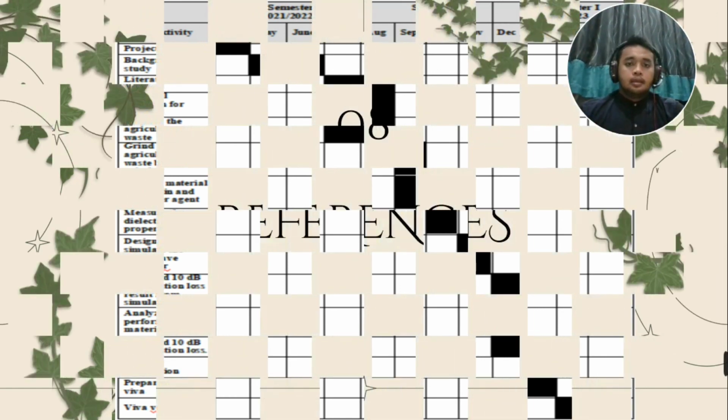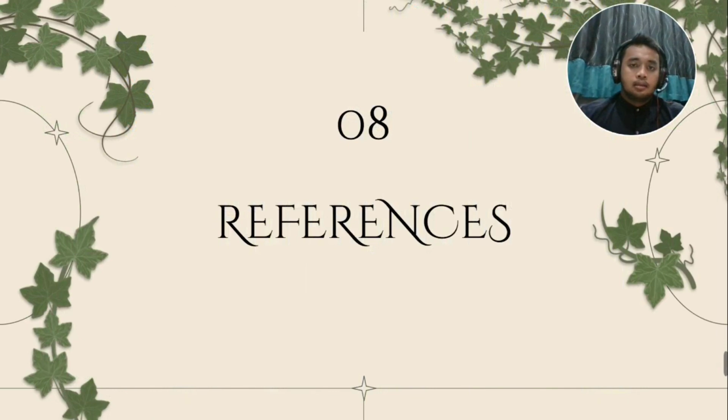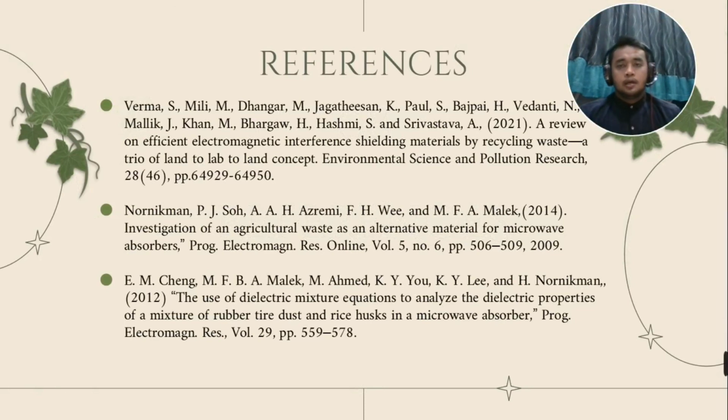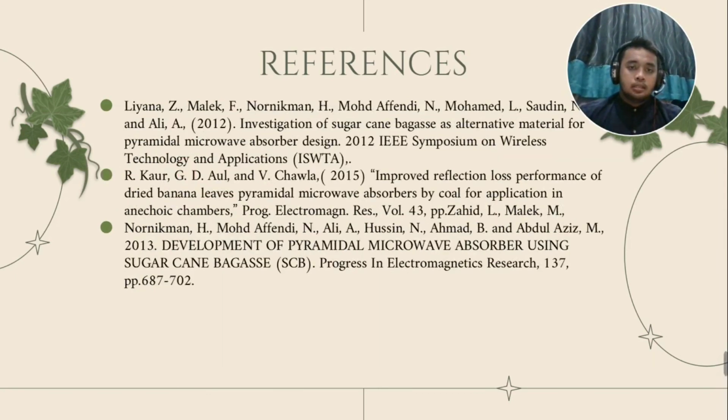Okay, so this is the second last thing. This is my reference, which is the reference that I got. This covered the literature review where I got the information and the knowledge for doing the project, and also information on how to choose the agriculture waste material for the EMI shielding. And these are the references I include.